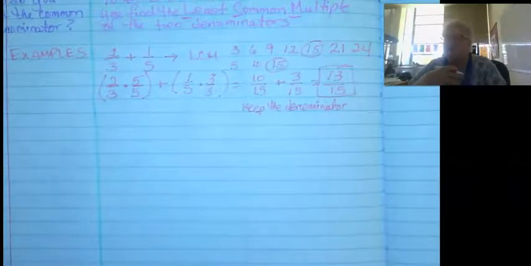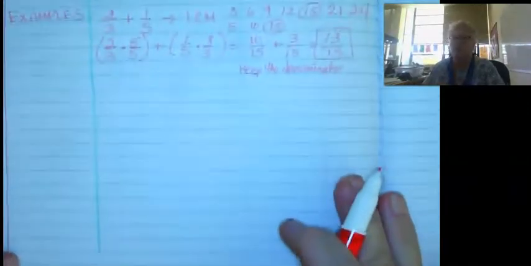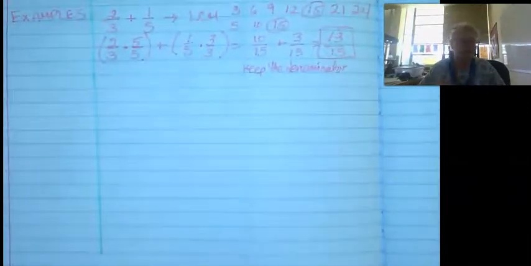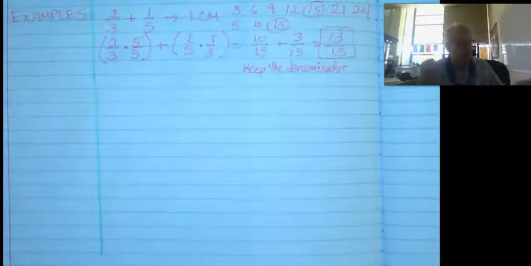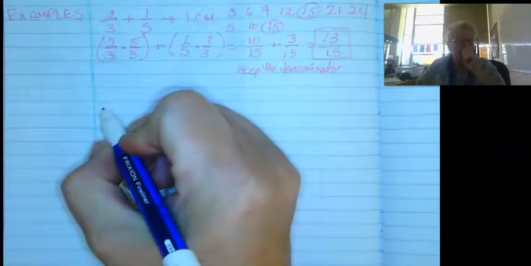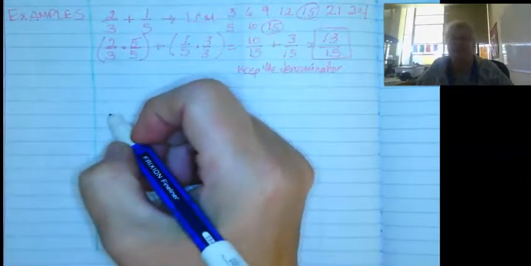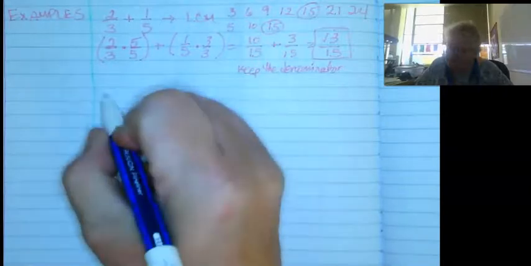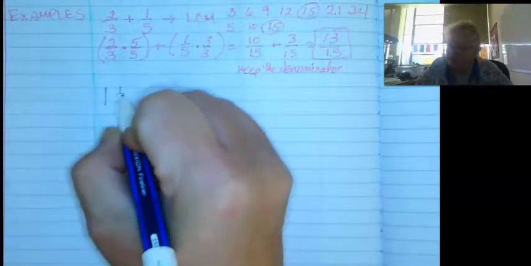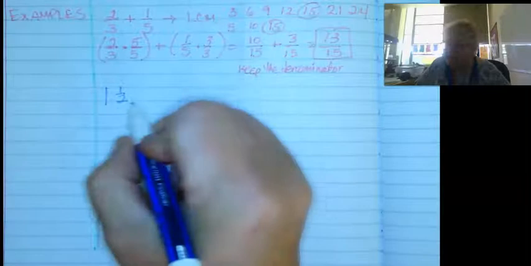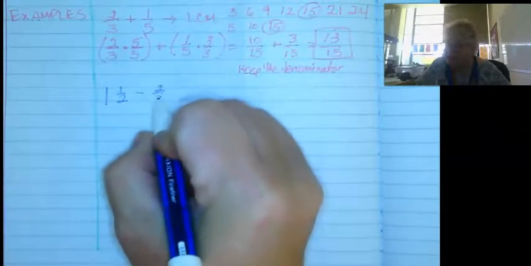Okay, let's try one more using a mixed number. I know, shivers through your heart, right? Your soul just went cold. Well, it's not that bad, okay? Oh, I found my blue one. So let's do 1 1/2 minus 2/3.